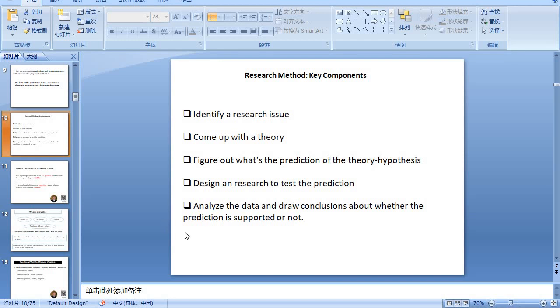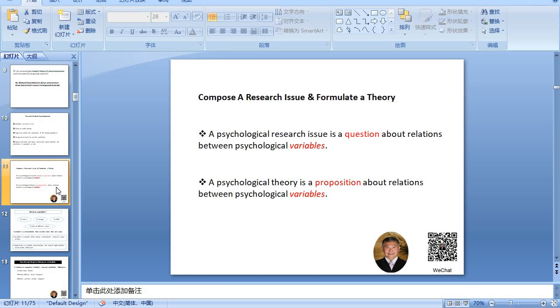Next, let's talk about how we do that. In order to complete these steps, we need to understand a very key concept, a very critical concept. This concept is called variables. When you are composing a research issue, when you are formulating a theory, you use concepts or variables. You use variables. A psychological research issue is a question about the relations between psychological variables.